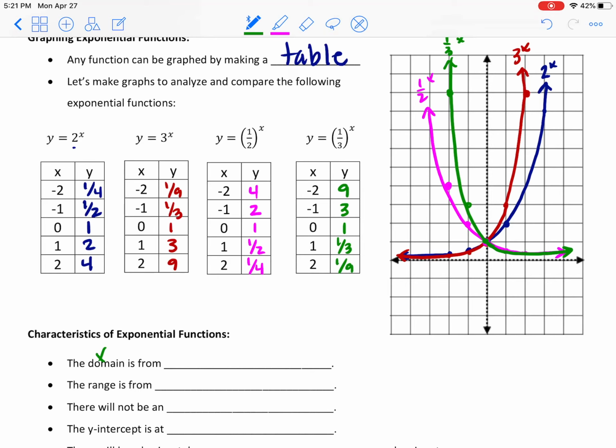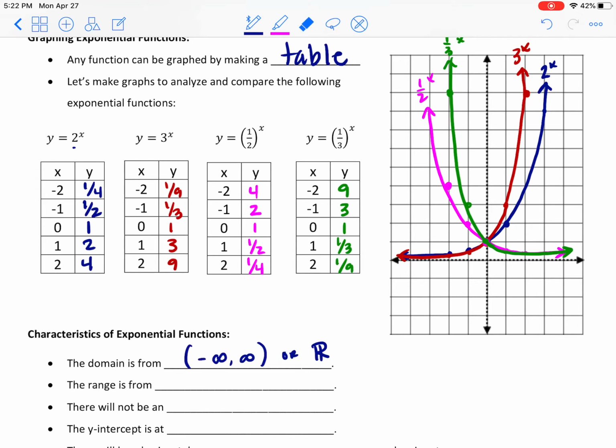Now, there are some things in common to all 4 of these graphs, and that is our domain. So remember, domain is x values, right? What x values are possible for these functions, or how far left and how far right do these graphs go? Well, we see them go left and right forever because there's no restriction on what I can plug in for x. I can raise 2 or 3 or any number to any power and it will produce an answer. So every exponential function, just like a quadratic function, goes left and right forever.